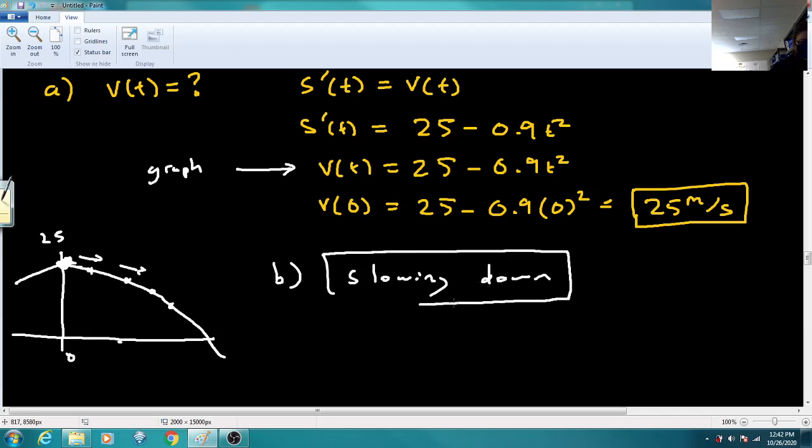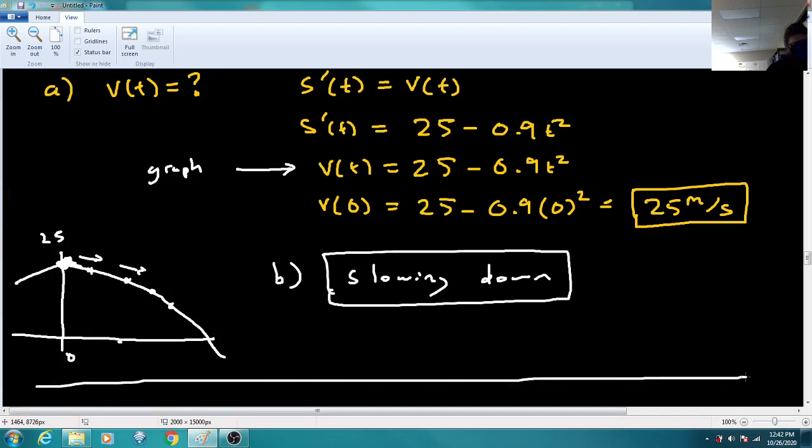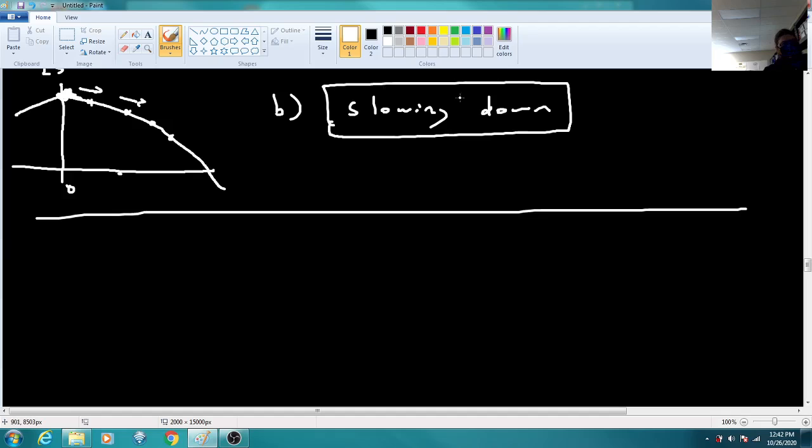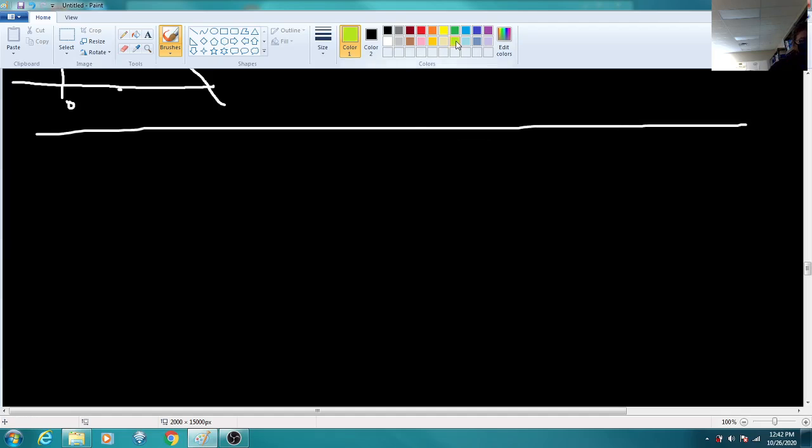So I just looked at the graph of the velocity function, and it starts out at 25, and then since it's a parabola opening downwards, it's going to be slowing down. Okay, so that should wrap that one up. And then we got one more, and then we'll say that's it for section 3.4.